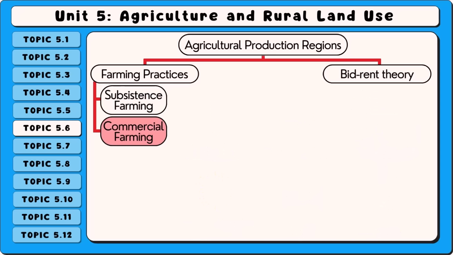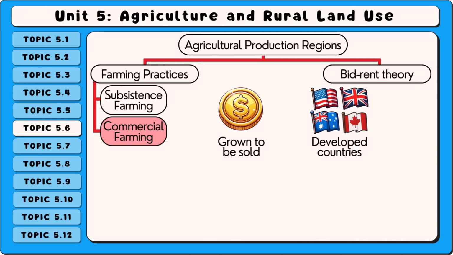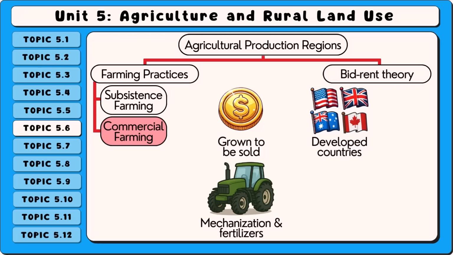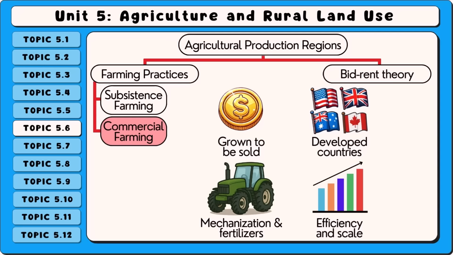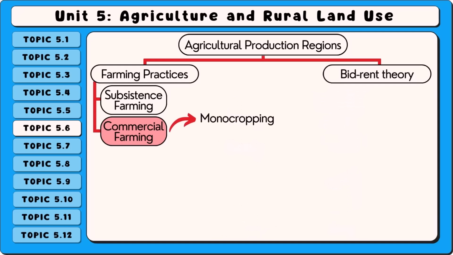The second distinction is commercial farming, where crops and livestock are grown to be sold in markets for profit. This is more common in developed countries or in regions with strong connections to urban markets. Commercial farms often use machines, fertilizers, and specialized labor. They focus on efficiency and scale, aiming to produce as much as possible for distribution to cities and even international buyers. Commercial farming has increasingly engaged in the practices of monocropping and monoculture.